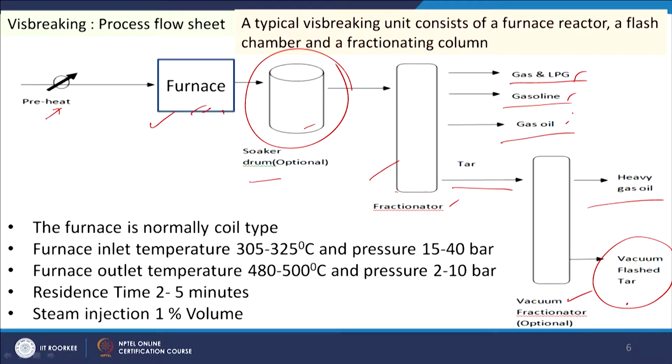In this case the furnace inlet temperature is normally 305 to 325 degree centigrade, and the pressure is 15 to 40 bar. The outlet temperature is 480 to 500 degree centigrade, and the pressure reduction is 2 to 10 bar. The residence time is 2 to 5 minutes and steam injection is 1%. So, 1% steam is injected in this furnace.